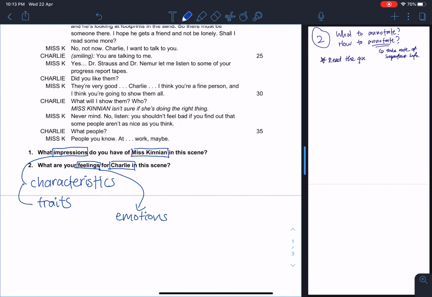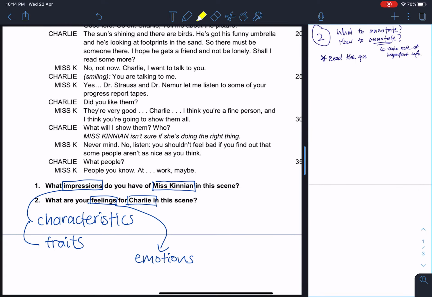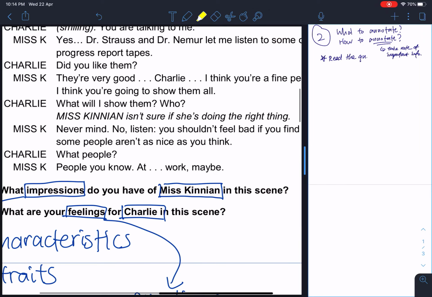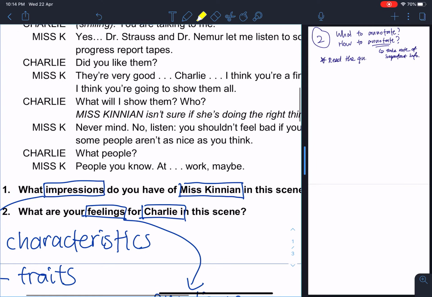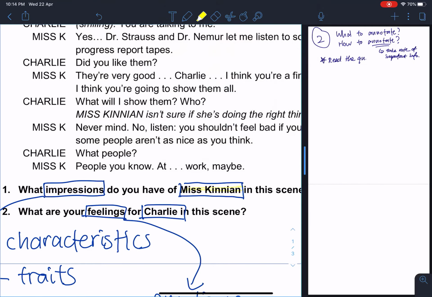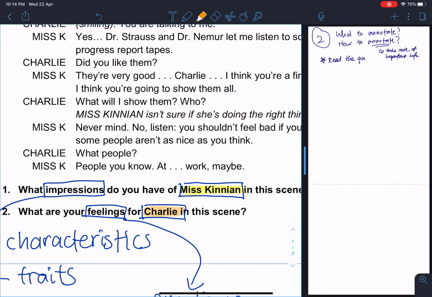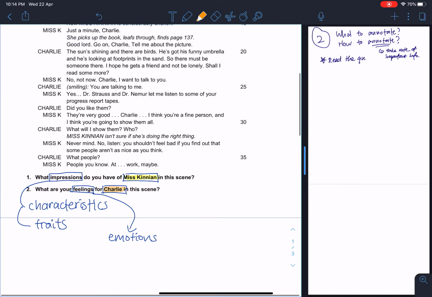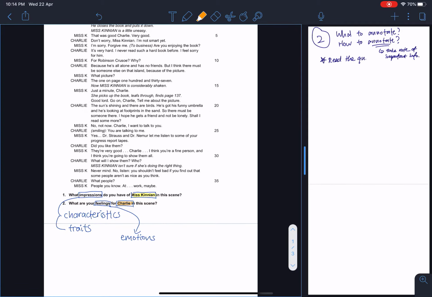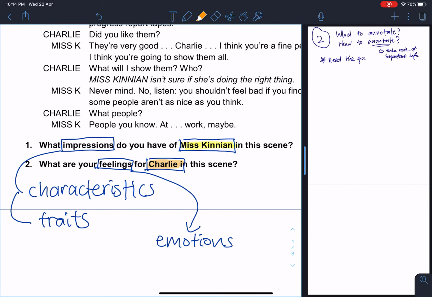What you can do, if you find that it is useful, is use different colors to highlight. For example, maybe I want to use yellow for Miss Kenyon, and maybe I want to use orange for Charlie. So later when I highlight, it is obvious who I am highlighting for. Now I know what I need to pick out: characteristics, emotions, traits. These are the same things that you will see in the exam.